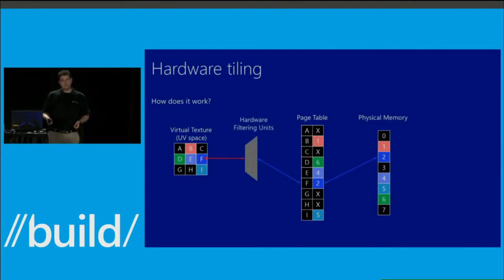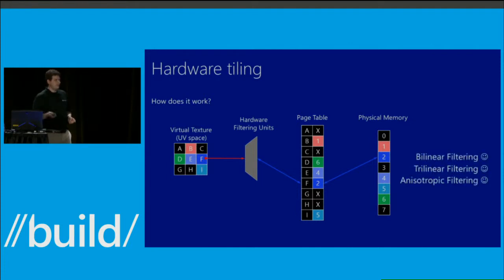And because of the location of the hardware filtering units, because the filtering units are before the page table in the hierarchy, when you sample from a given location, even though a particular filter kernel may span multiple different data points, all those data points are uniquely and individually translated by the page table, so they all go to their correct addresses in physical memory, instead of having to pad out your data or do some extra math to figure out where you need to go. The result is that bilinear, trilinear, and anisotropic filtering are all equally simple.